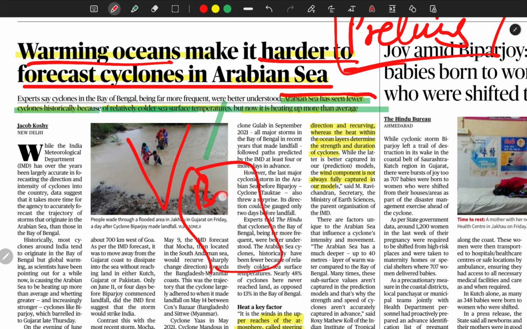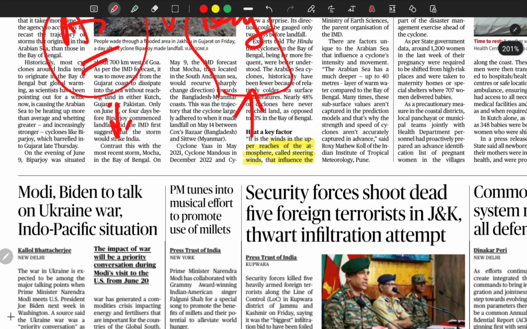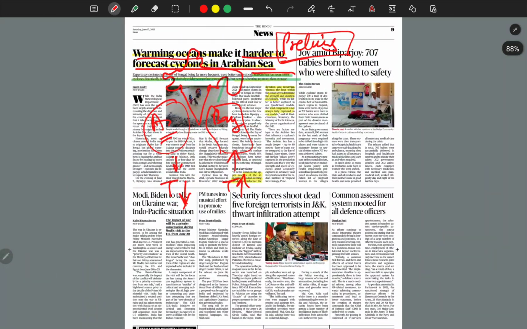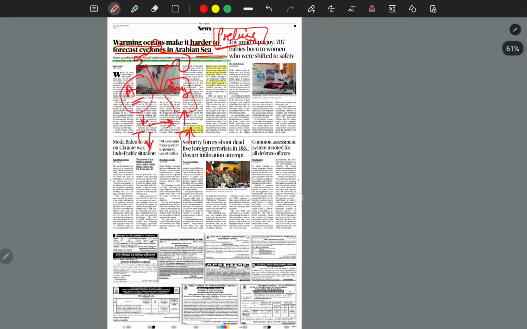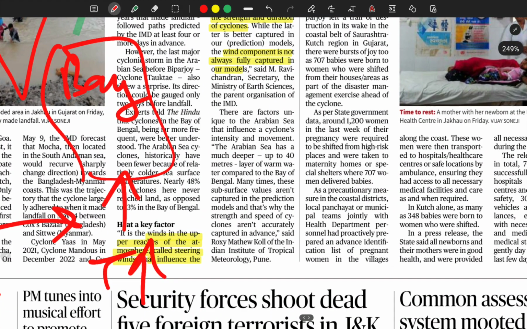Yes, and this is India. This is the Bay of Bengal, and this is the Arabian Sea. This is India. This is Gujarat. This is Kashmir, and this is the northeast states. So here are fewer cyclones, here are more. The reason being, its temperature is more and its temperature is less compared to this.